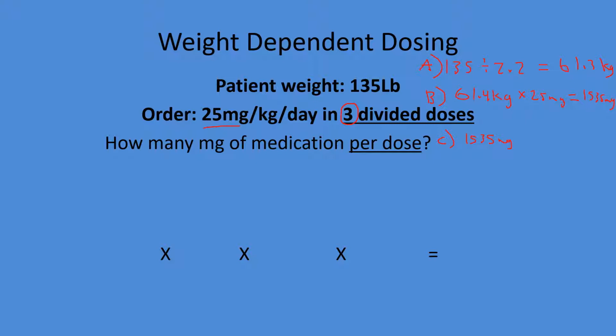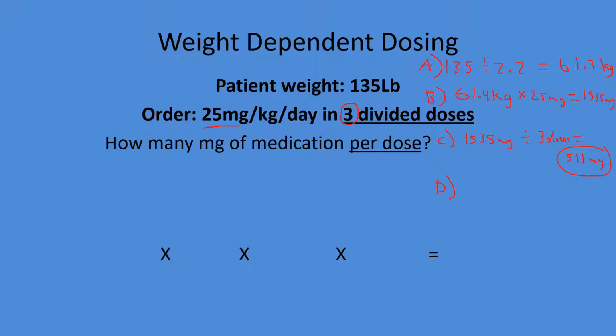But we're not going to give it to them all at once, right? No. We're going to give it to them in 3 divided doses. So we got to divide that 1535 by 3 doses. So you need about 511 milligrams per dose. And lastly, step D, if they gave you the supply, order over supply times the amount. So good. So you came out with 511.